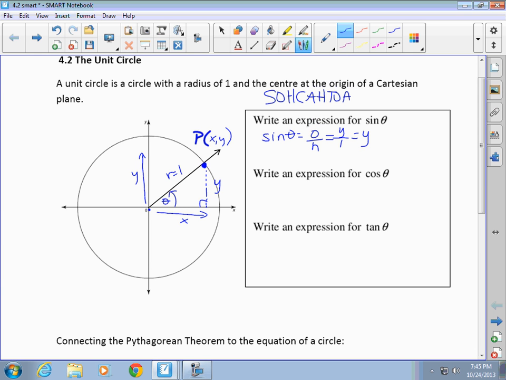The expression for cos theta then: cos of theta is equal to adjacent over hypotenuse. So adjacent to theta would be x. Remember, adjacent is the side that is beside the angle, but not the hypotenuse. And our hypotenuse is 1, so in other words, cos theta is equal to x. So that's when we're talking about a unit circle. Tangent then is equal to the opposite over adjacent. So opposite of theta is side y. Adjacent to theta is side x.